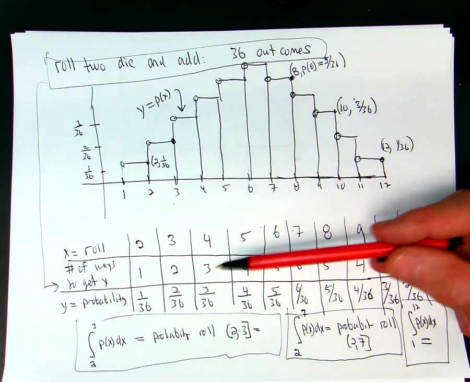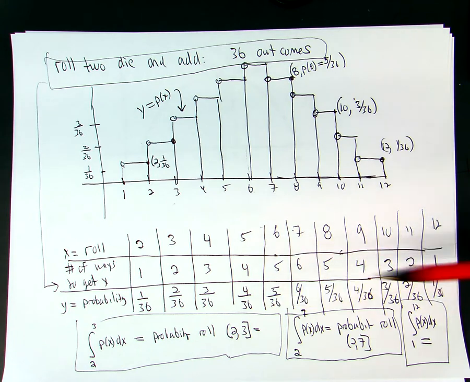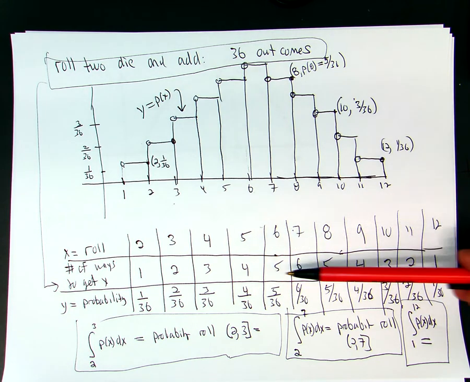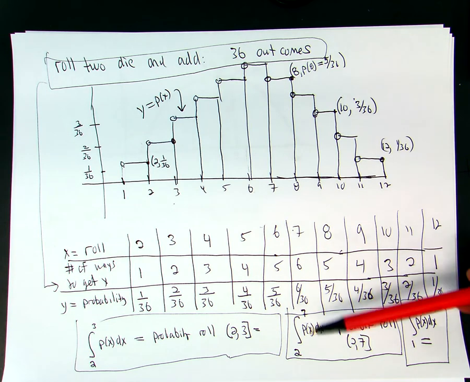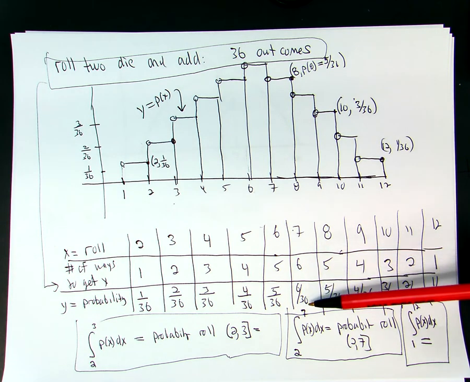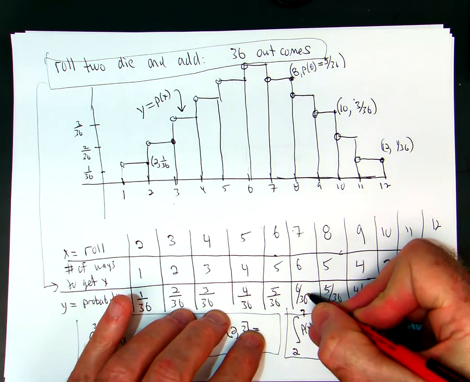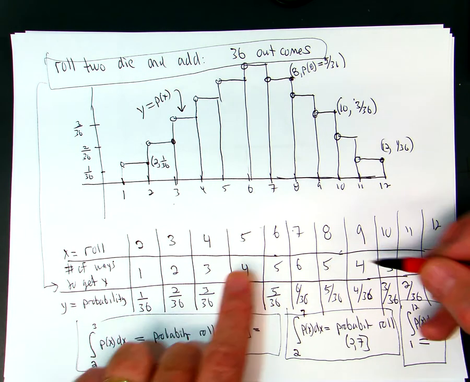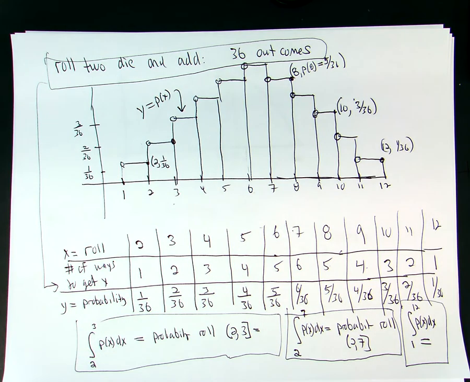That's 2/36. Well, there are 3 ways to get a 4, 4 ways to get a 5, 5 ways to get a 6, so the odds of getting a 6 are 5 in 36. There are 6 ways to get a 7, so the odds are going to be 6 in 36, and so forth. Then it goes back down. The odds of getting a 5 and an 8, a 9 and a 5, those are all the same.